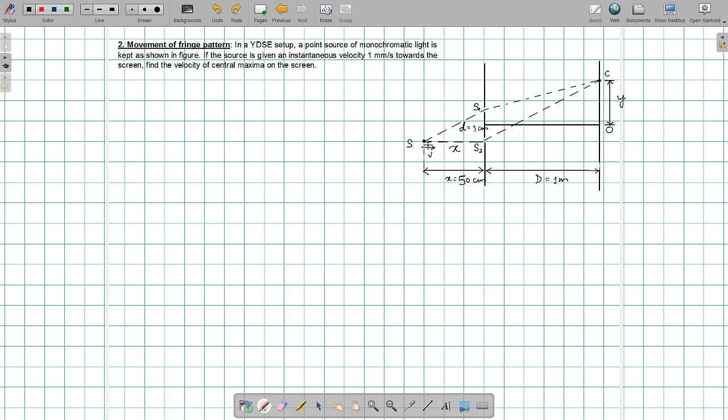So obviously, as the source moves towards the screen, the central maxima, let's say at any point of time, is at a distance y. It will start moving in such a manner that the path difference of the light reaching this point from the two slits should be equal to the path difference before the light reaches the slits. At the point of central maxima, the path difference should be 0. So we'll start with the solution.